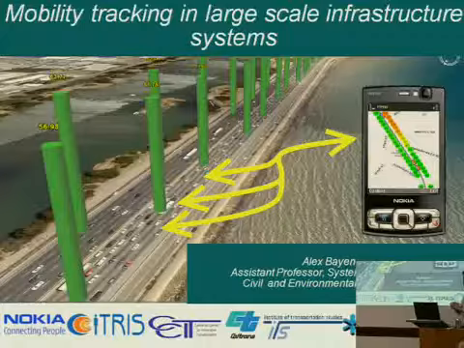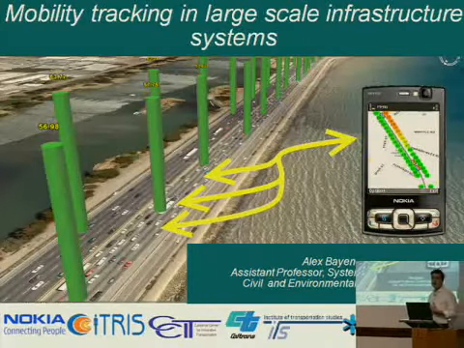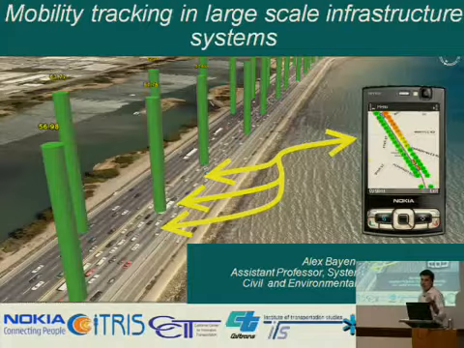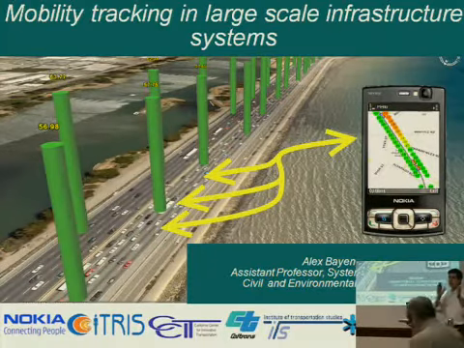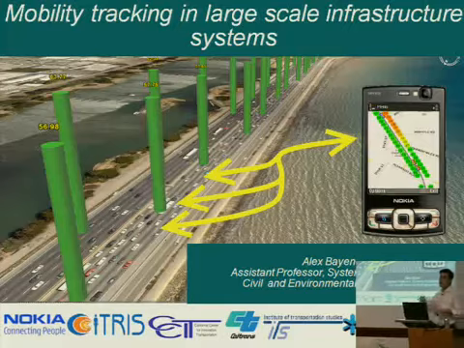The title of my talk today will be Mobility Tracking in Large-Scale Infrastructure Systems. And in fact, I will have two applications. Even though the title slide only shows highways, I'm going to switch back and forth between road traffic and water.